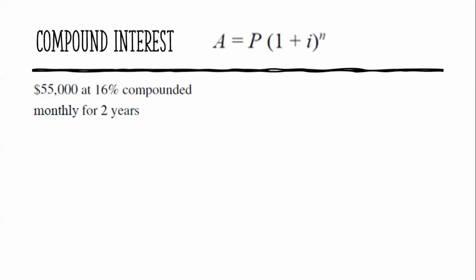$55,000 compounded monthly now, 16% for 2 years. So let's start off by asking the question. What do I put for my I? What would be a good I? This is monthly this time. How many times is monthly? If I give you a check monthly, how many times am I going to give you that check for a year? How many checks are you going to get? I give you something monthly.